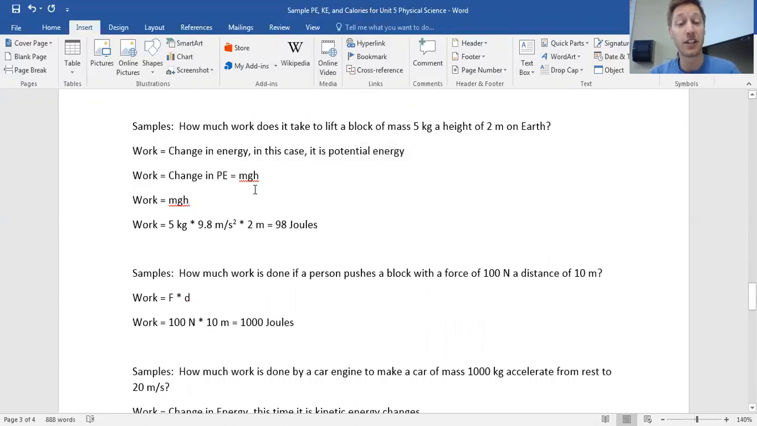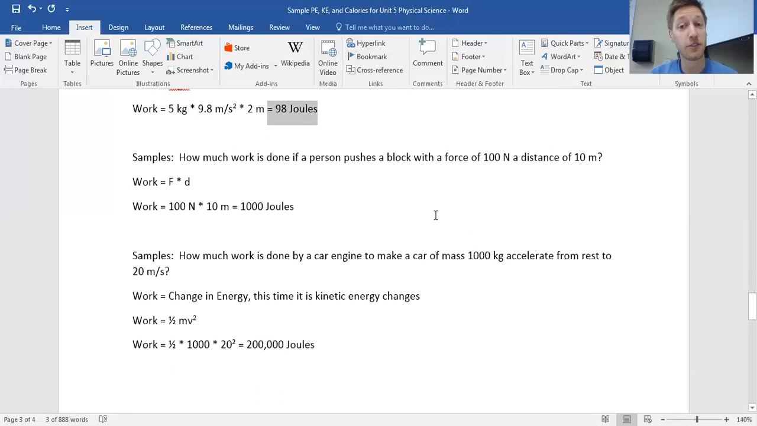We calculate change of potential energy by mass times gravity times height. So the work here will equal mass times gravity times height. So 5 kilograms times 9.8, which again is gravity, times 2, that is the work done. So the change of potential energy was 98 joules, which is also the work we did.